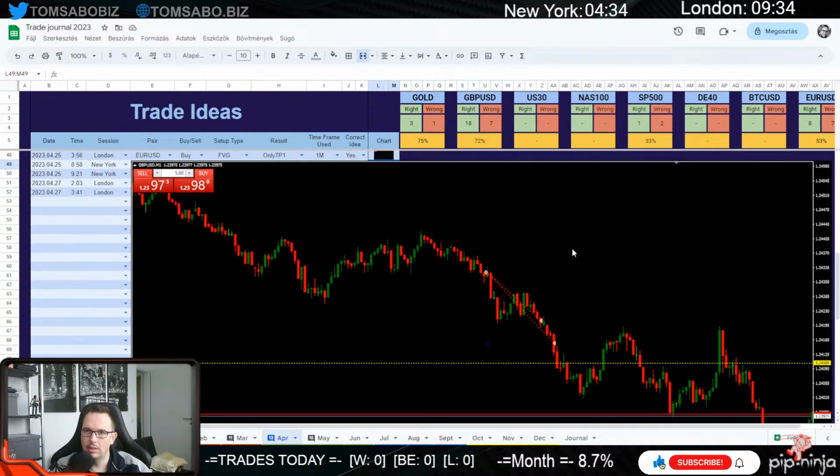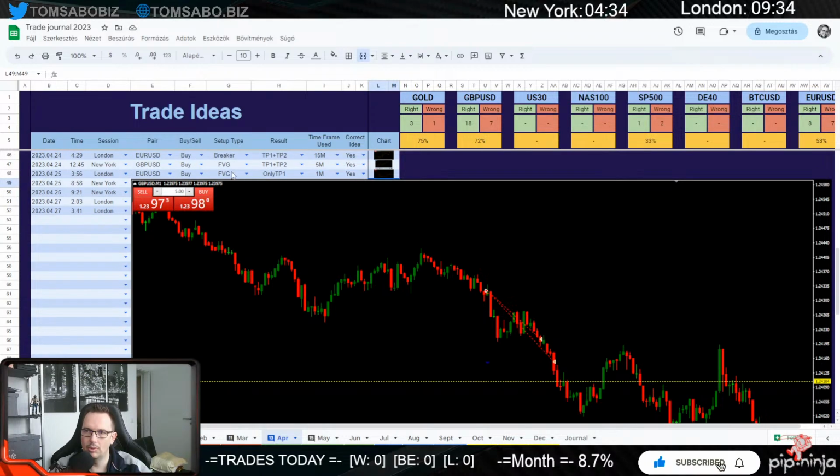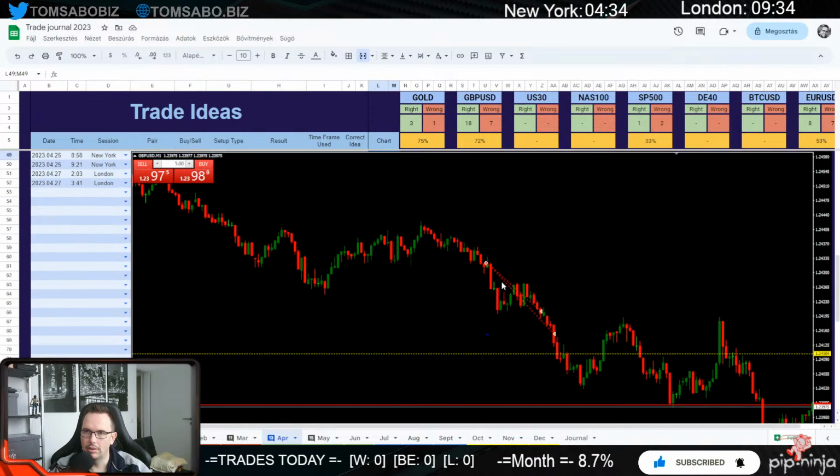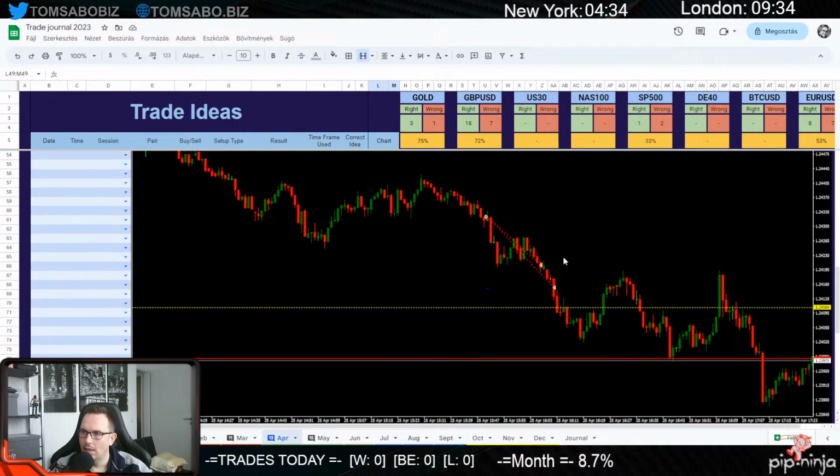This should have been a silver bullet trade. Why did I write FVG? Anyway, I'm gonna look into this. This was a pound dollar on the 1 minute. I was looking for sell side liquidity. I have to go back and check this trade.